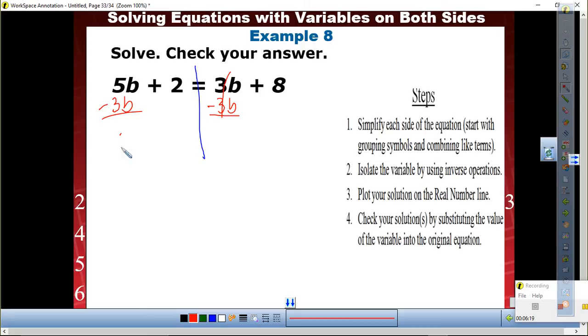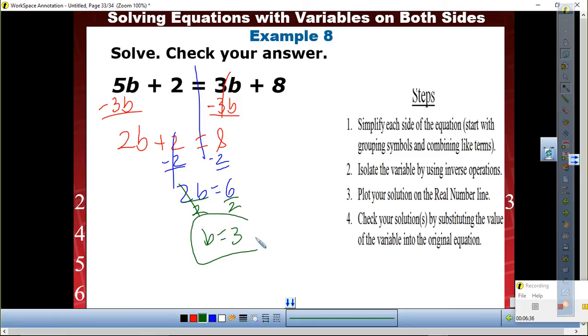We're left with plus 2 equals 8. Continue, Sebastian. And at the end? You divide 2 to both sides. B equals? Hands if you got that. Okay, we got this, yes?